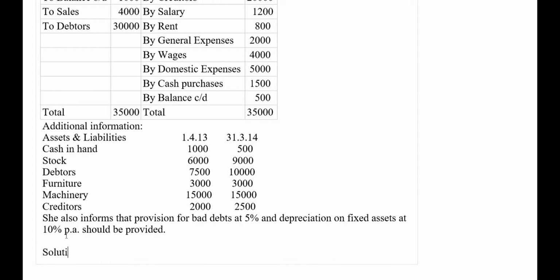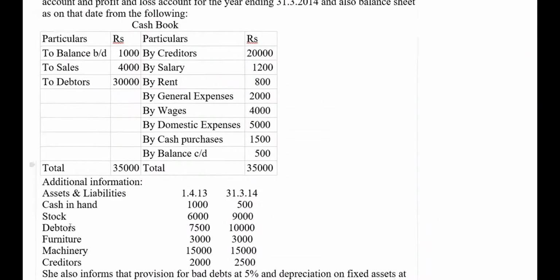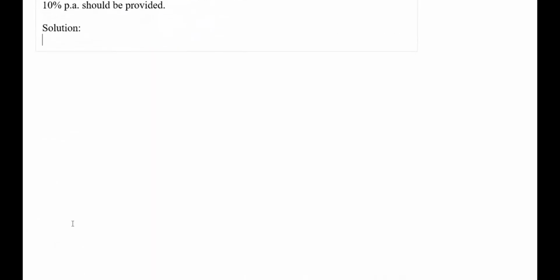So first let us understand this problem here. We have not provided the opening capital, so we need to find out the opening capital by preparing the opening statement of affairs. Then we are not at all provided with the credit sales, so for that reason we need to prepare total debtors and total creditors account here.